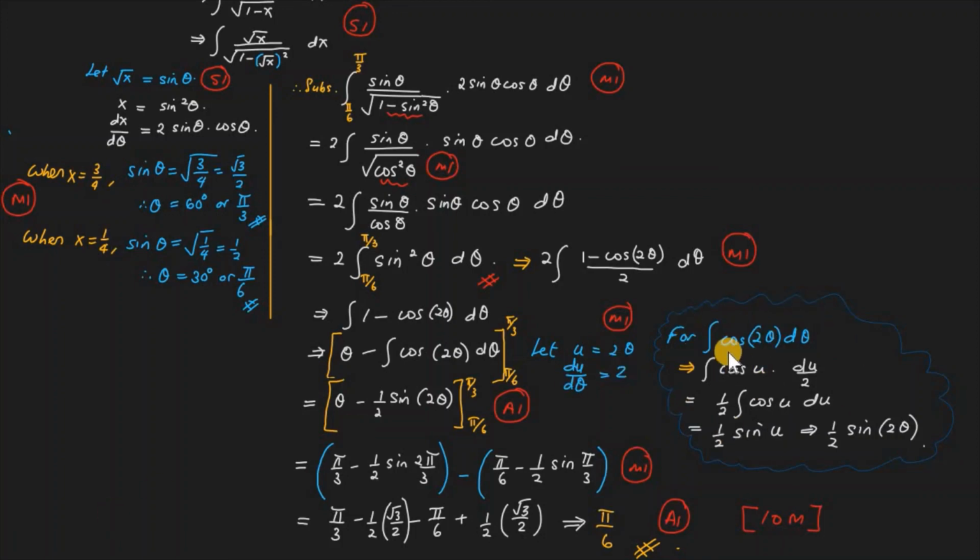So this is a method to solve for that double angle by simple use of substitution, and then that will be the answer in terms of theta, and then we change the boundary, upper boundary minus lower boundary, and the final answer will be pi on 6.